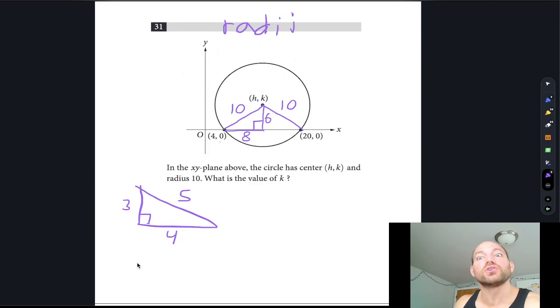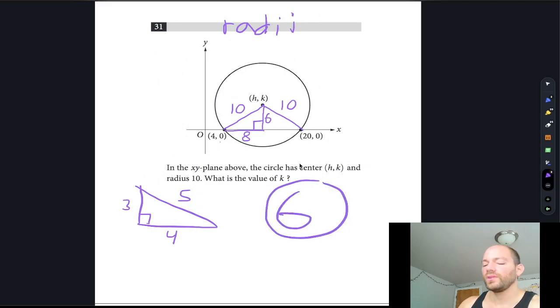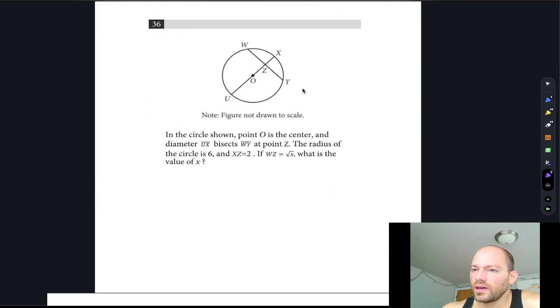3, 4, 5 times 2, 6, 8, 10. 3, 4, 5 times 3, 9, 12, 15. 3, 4, 5 times 4, 12, 16, 20, and so on. Again, we'll go into more detail about on triangle day, whenever that is. But that's how I figured out that this was 6. But again, it's a calculator question. You could do Pythagorean. And honestly, even these numbers aren't too bad to do without a calculator. 10 squared is 100, 8 squared is 64, 100 minus 64 is 36.